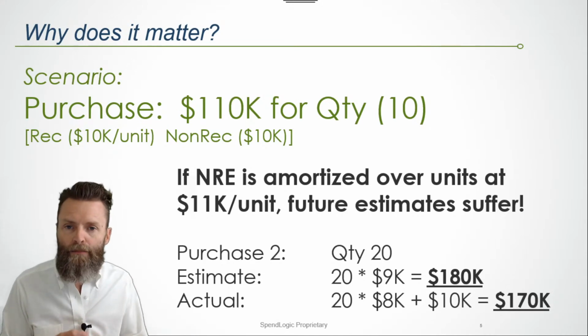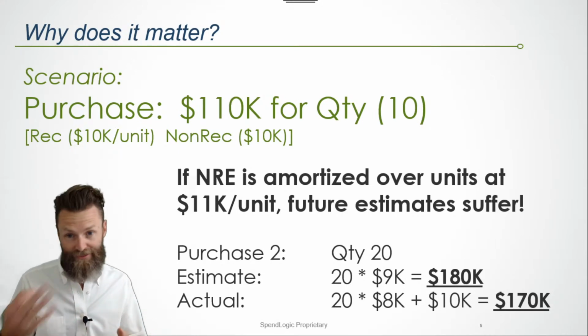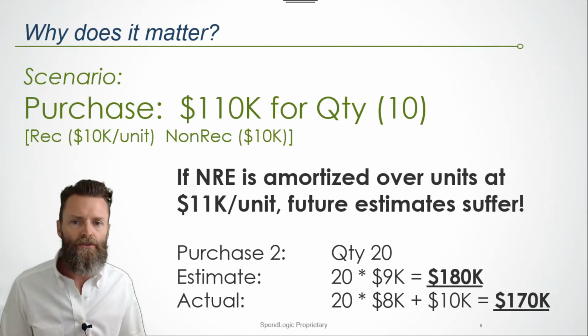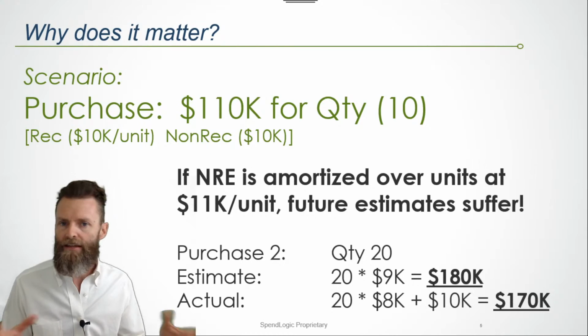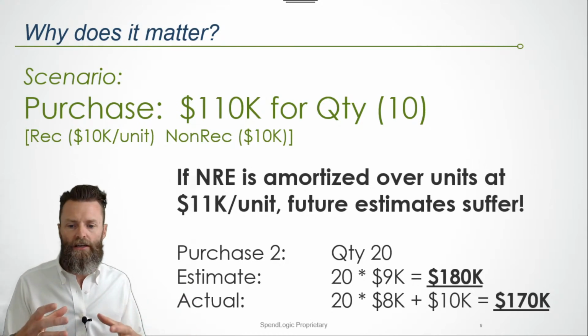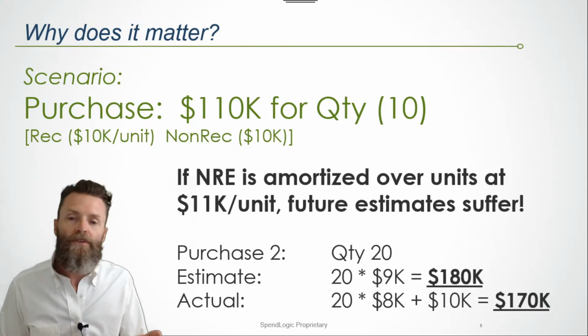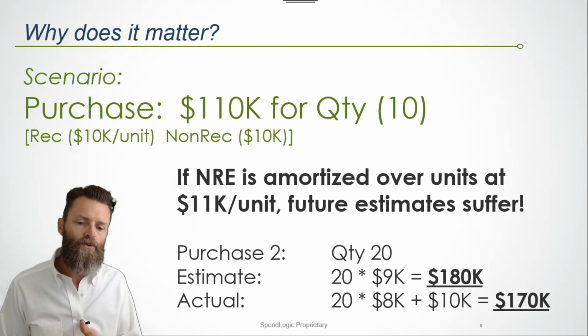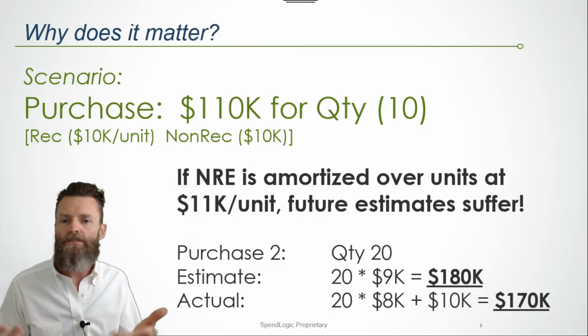So what a lot of companies do, that we've seen, is that they'll take the total cost, divide by total units, and there you go, price per unit. And they just kind of lump recurring and non-recurring together. So in this example, if you did that, since you have 10 units, $110,000 total, you would get $11,000 per unit. 110,000 divided by 10 units is $11,000, right? So, okay, you've got $11,000 in your system.